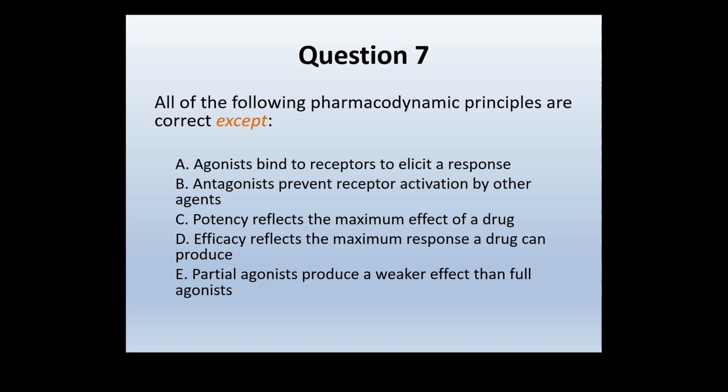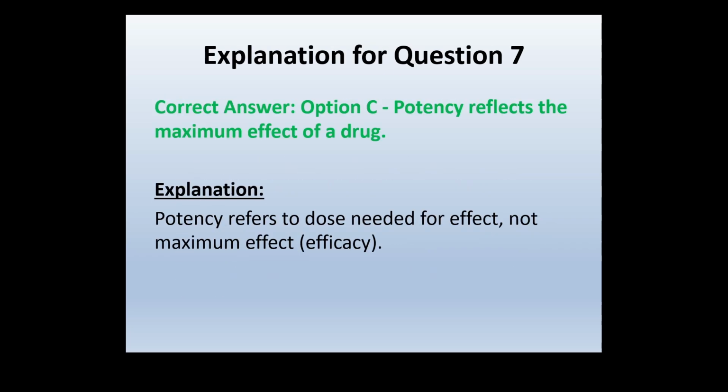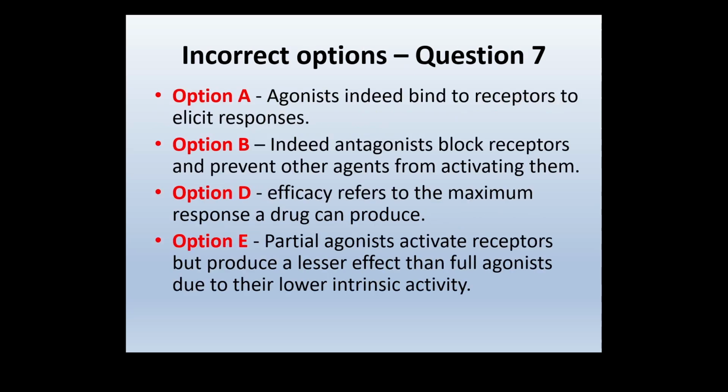The answer is option C, potency reflects the maximum effect of a drug. The explanation is as follows. Option C is incorrect because potency refers to the concentration or dose needed to produce a specific effect, not the maximum effect a drug can achieve. Instead, the maximum effect that a drug can achieve at its highest concentration is referred to as efficacy. The remaining options accurately reflect pharmacodynamic principles.